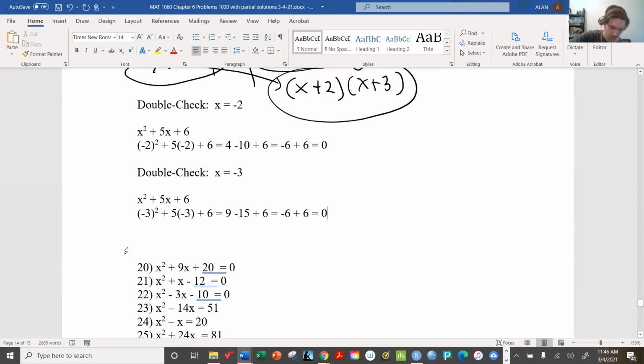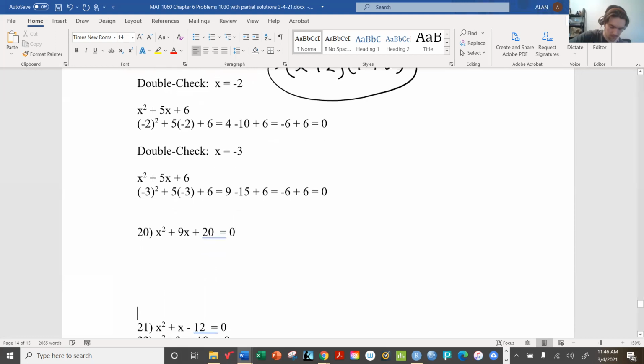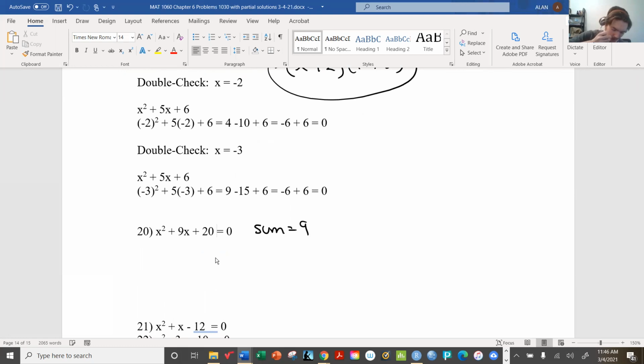Okay. Now let's try this one. We've got x squared plus 9x plus 20. Now we don't have to go through all the steps every single time, but you do want to remember this, that what you're looking for with your factors is a sum of 9 and a product of 20.